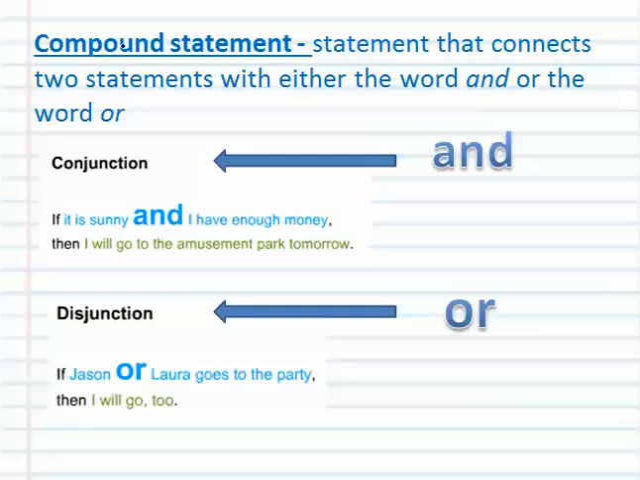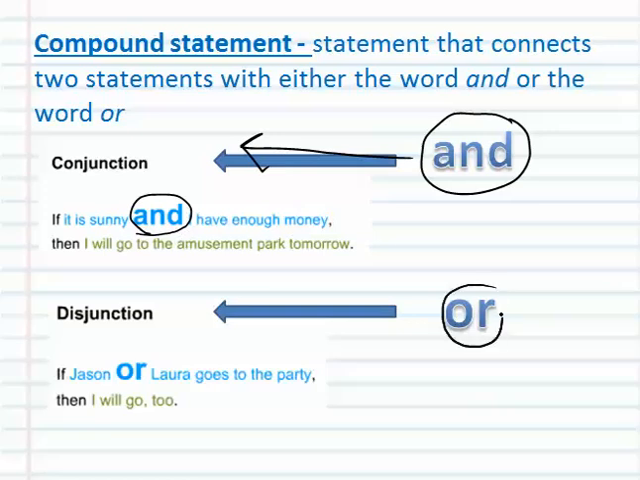The compound statements are statements that are connected with the words and or or. When you use the word and to connect two statements, that is known as a conjunction. An example of that would be if it is sunny and I have money, then I will go to the amusement park tomorrow. An example of or, which is a disjunction, would be if Jason or Laura goes to the party, then I will go too. So again, and goes to conjunction, or is disjunction.